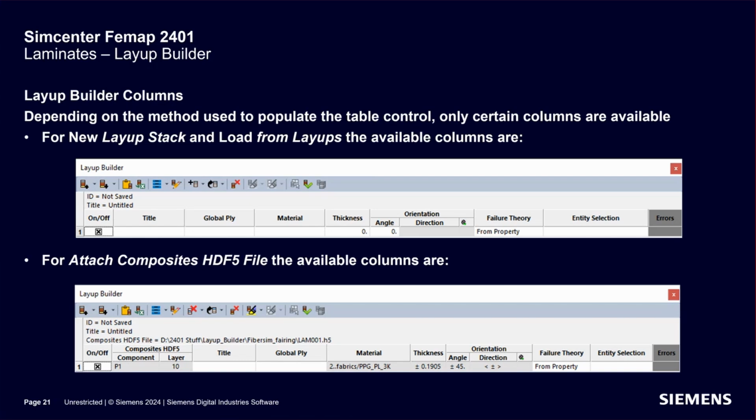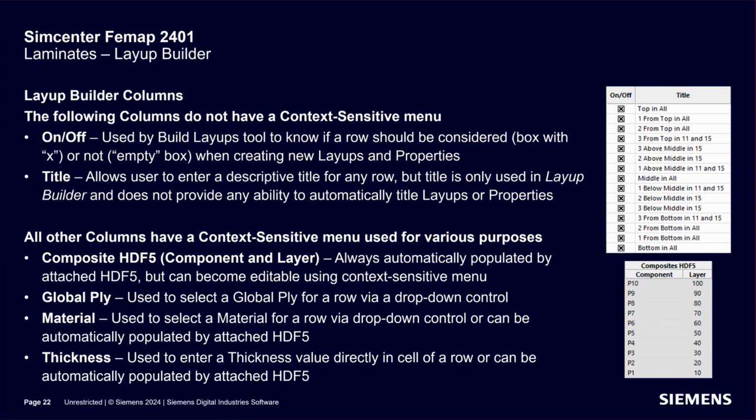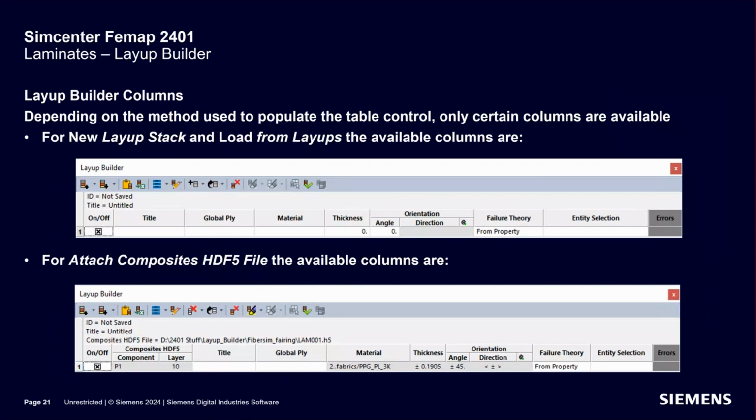What you can do, though, is turn on some additional columns like failure theory and global ply. Those are off by default. And I just have to ask, is anybody in the room using global plies?